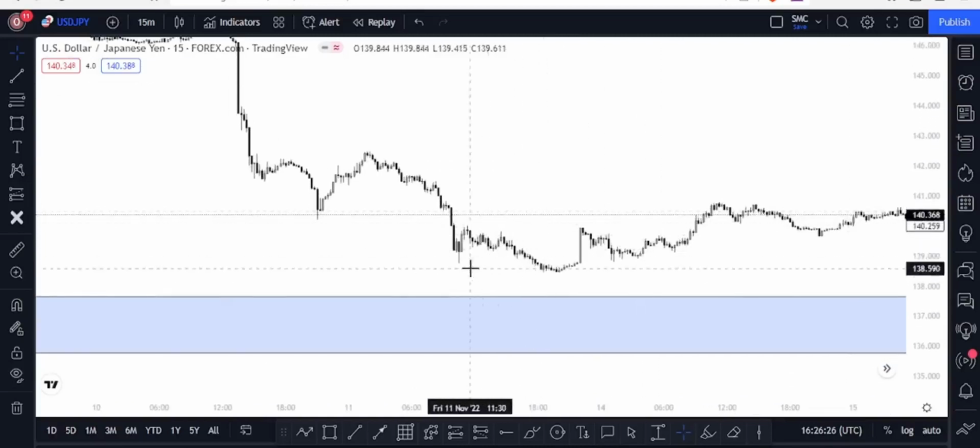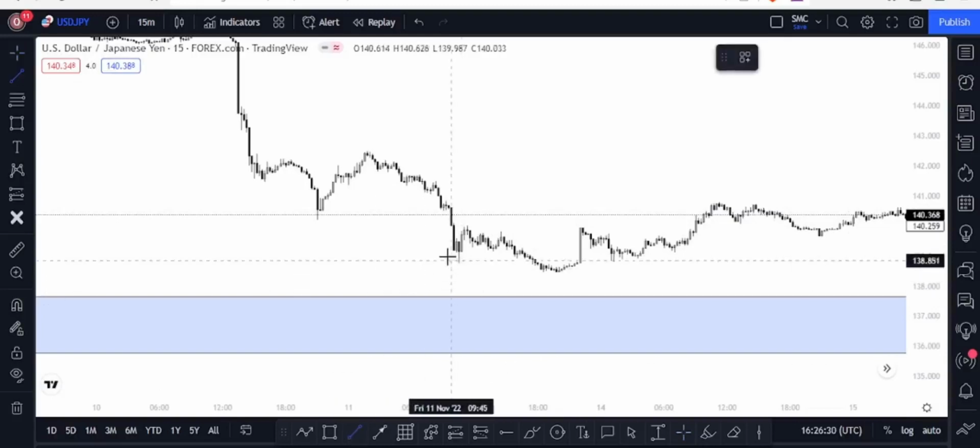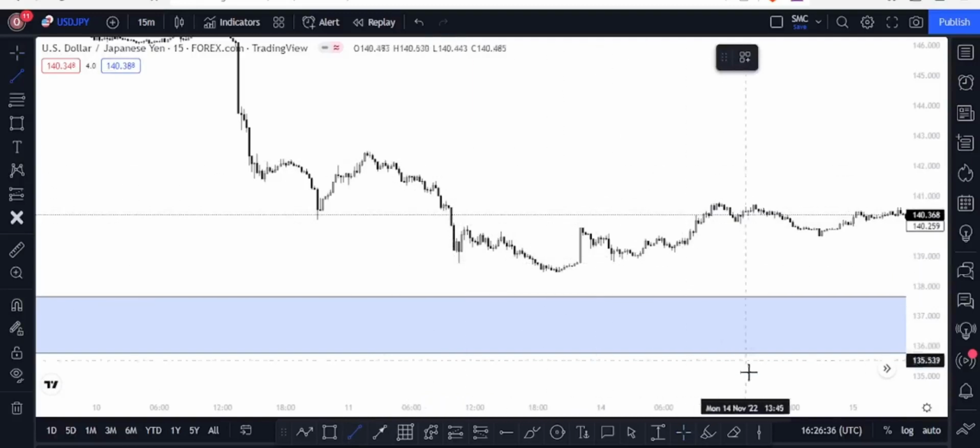Now don't forget, this is our last break of structure. Is that our last break of structure? Just a minute, guys.